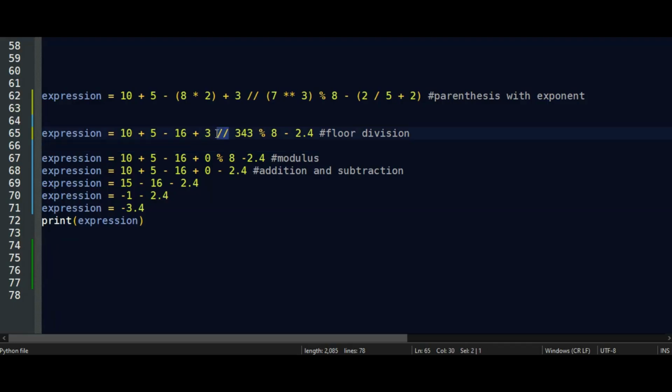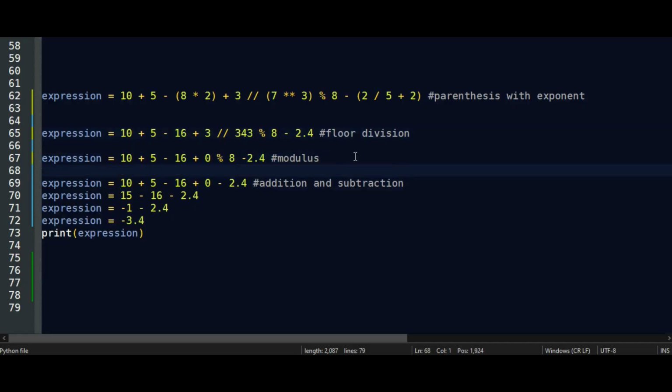Okay, so what will you do? 10 remains the same, 5 remains the same, 16 remains the same, plus now you will evaluate this 3 and 343. It is a floor division, so we have to evaluate it first. If you divide 343 by 3, you will get the answer 0. Okay, I hope you understand how to calculate the floor division. We have already discussed that. Then modulus remains the same and 8 minus 2.4, right?